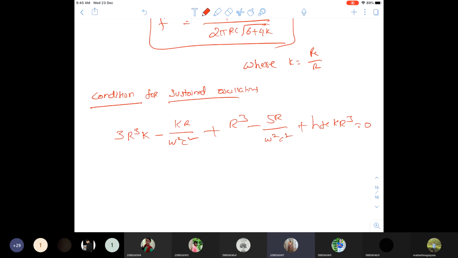18. Yes, sir. Real part is 3r cube k minus kr by omega square c square plus r cube minus phi r by omega square c square plus hfe kr cube is equal to 0.